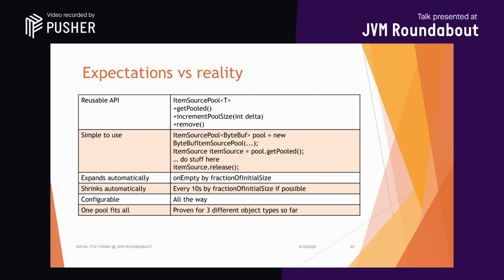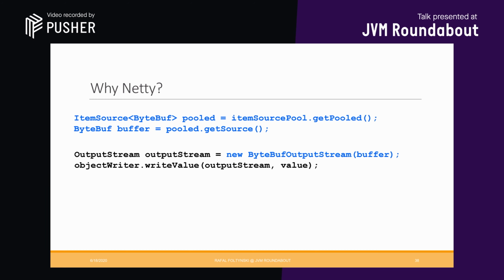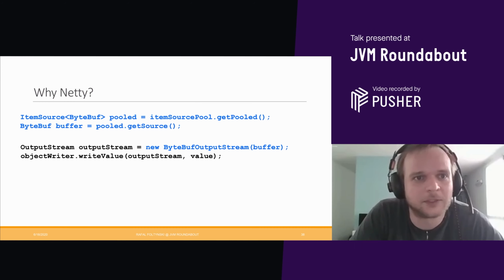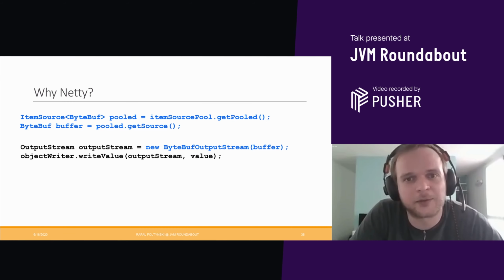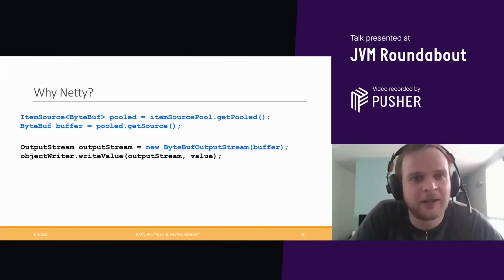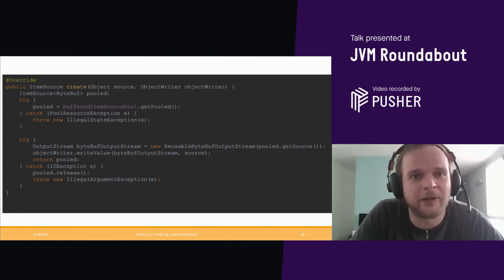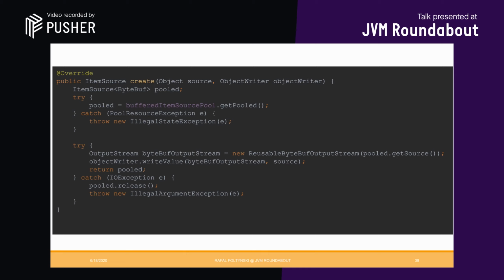The pool expands and shrinks automatically. It expands on empty, the simplest approach. It's quite configurable, and I'm already using this pool for three types of objects in this library. This way, I can write code like this, and eventually end up with a full implementation of the serialization.